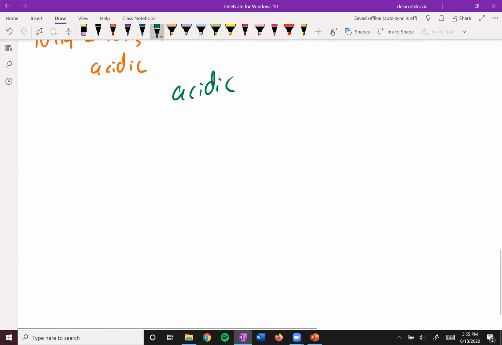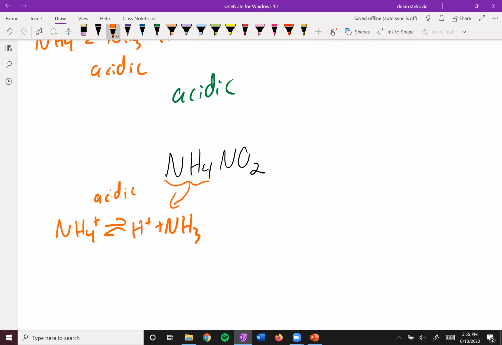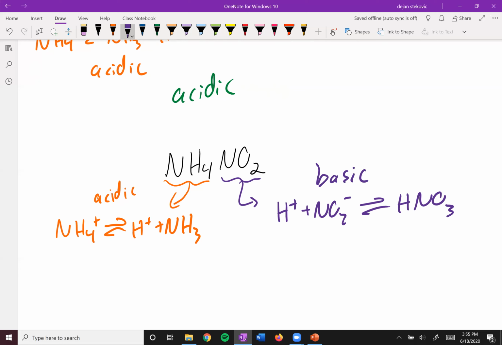Let's take a look at one more example, and a more complicated example. We have NH4NO2, ammonium nitrite. And so if we think about NH4, this can indeed act as an acid, right? NH4 can donate one of its protons. So we have an acidic component there. And then if we think about nitrite, nitrite is going to be the conjugate base of nitrous acid, which is indeed a weak acid. So we are allowed to pick up a proton and act as a base. So we can see in this salt, we have a component that's acidic and we have a component that is basic. So what is our overall salt going to be?